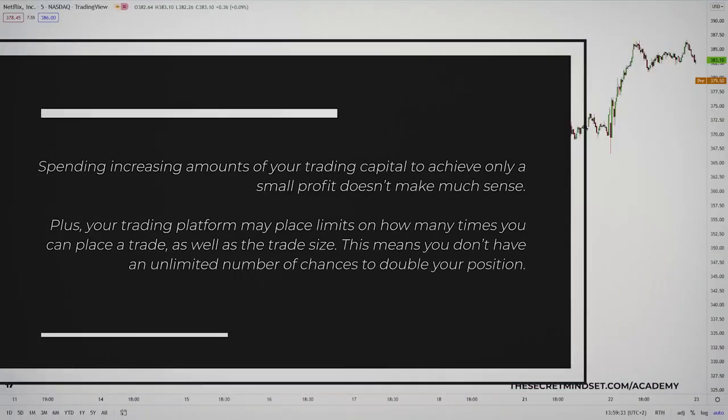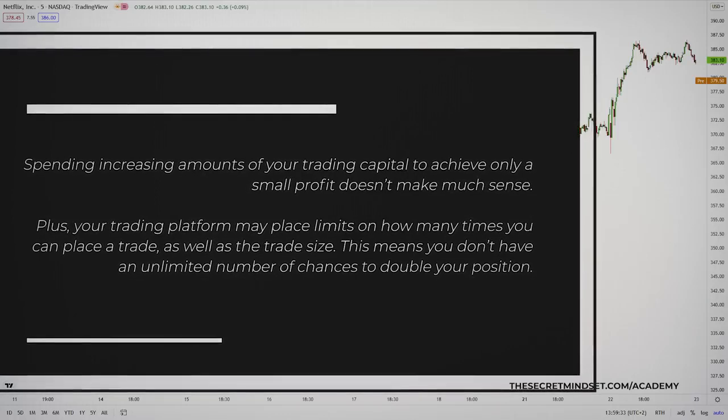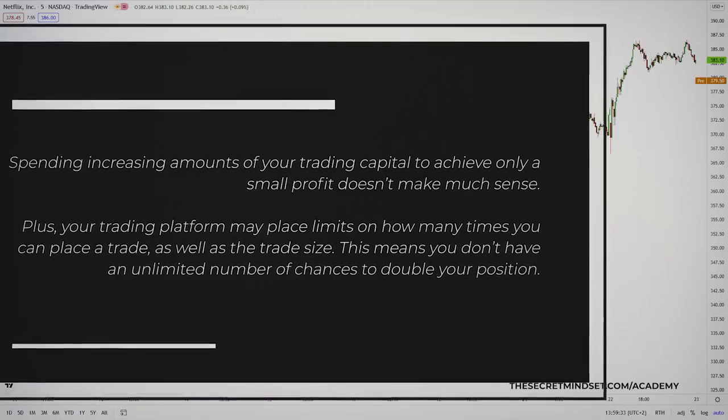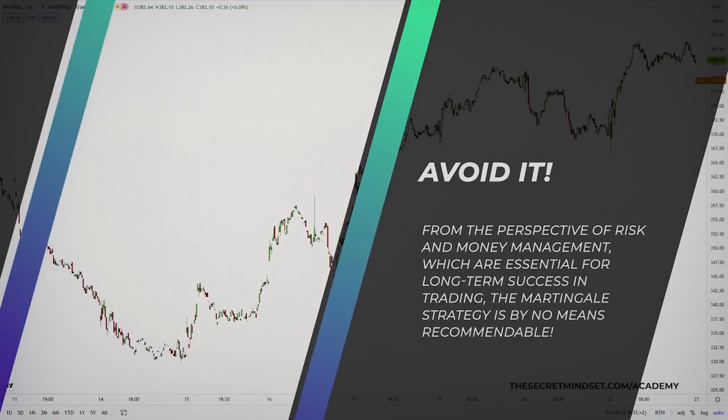Also, spending increasing amounts of your trading capital to achieve only a small profit doesn't make much sense. Not to mention that your trading platform may place limits on how many times you can place a trade, as well as the trade size. This means you don't have an unlimited number of chances to double your position. From the perspective of risk and money management, which are essential for long-term success in trading, the martingale strategy is by no means recommendable, and you should avoid it at all costs.